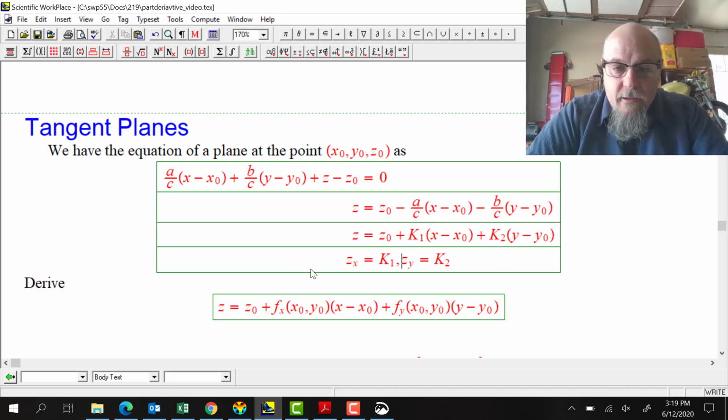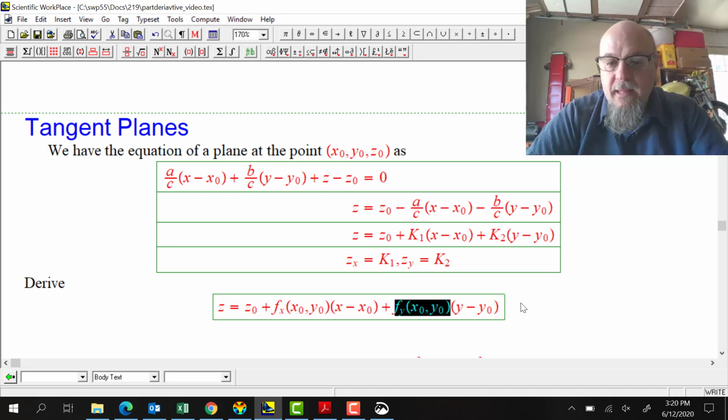So that's why this equation is the same as this equation, except instead of writing K1, I wrote the slope of the f function in the x direction evaluated at the point x naught, y naught, and likewise, instead of K2, I wrote the slope in the y direction at x naught, y naught. Those are supposed to be numbers.